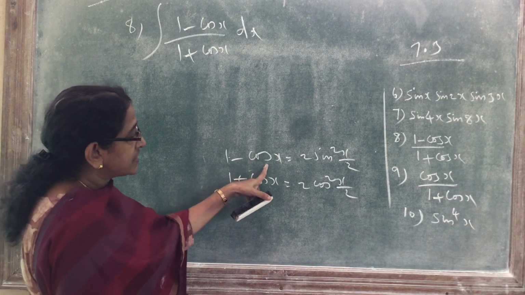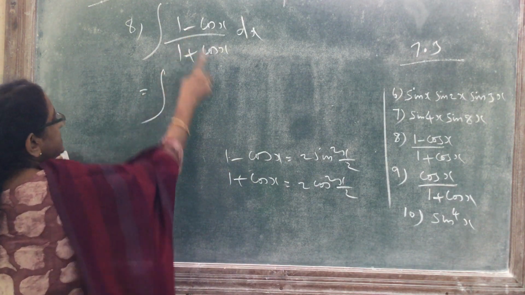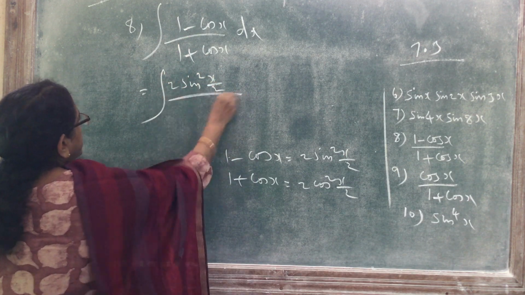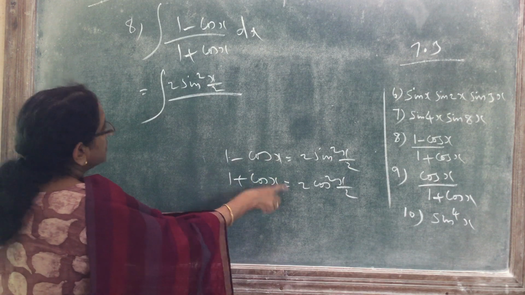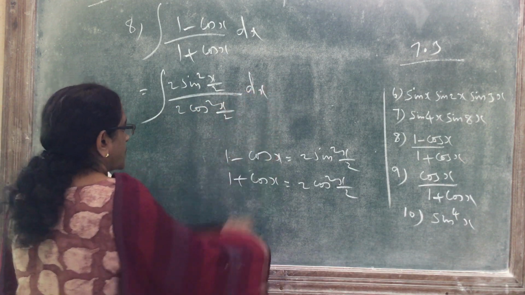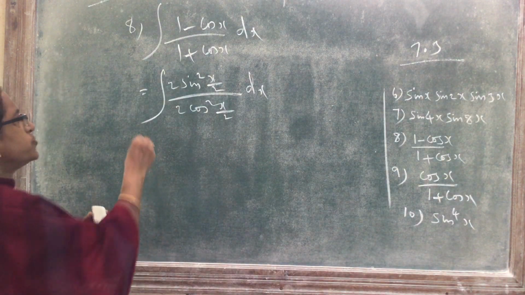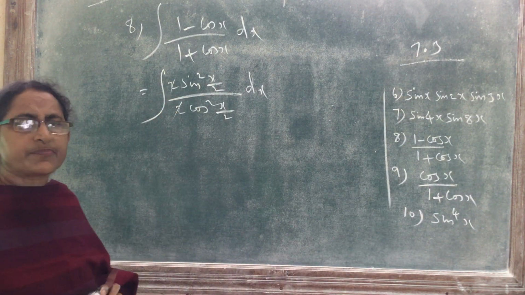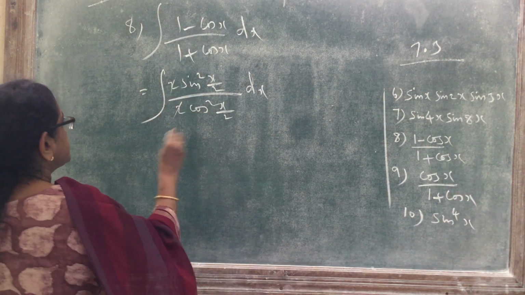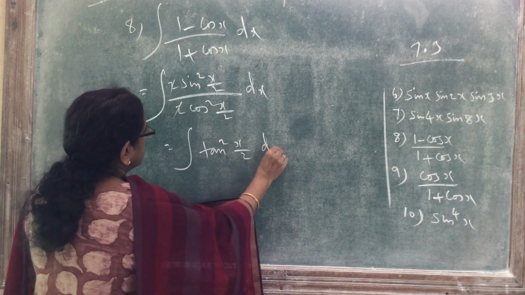Angle. So you should remember all these formulas. So 1 minus cos x is 2 sin square x by 2. Substitute in the integral: 1 minus cos x, 2 sin square x by 2, divided by 1 plus cos x, 2 cos square x by 2, dx. Then we can simplify. The 2 cancels. Then sin square x by 2 by cos square x by 2. What is sin square x by 2 by cos square x by 2? That is integral tan square x by 2 dx.